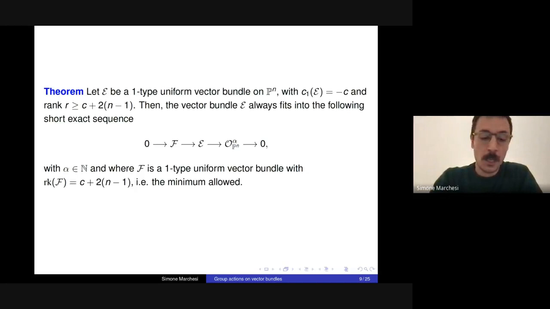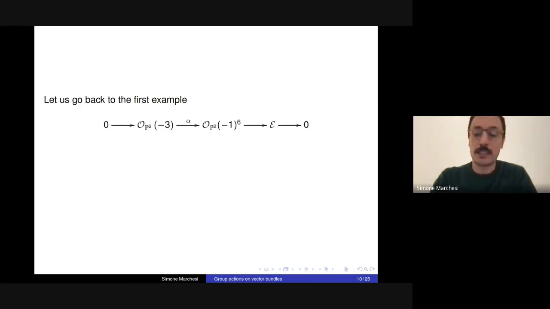Now there's another thing to take into consideration, that is the homogeneous part. So let's go back to our first example. E is the first bundle, the example that started it all. In this case, this is a specific matrix. For example, you could take Macaulay and compute its resolution, and it has a resolution of this type with a matrix alpha of forms of degree 2.